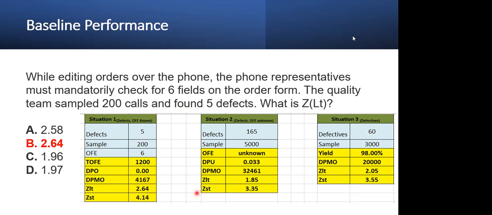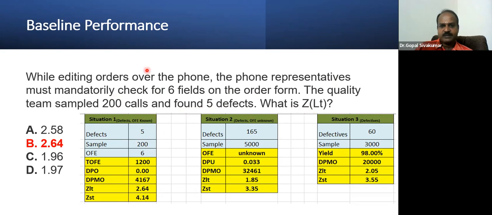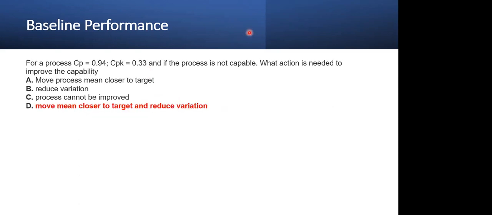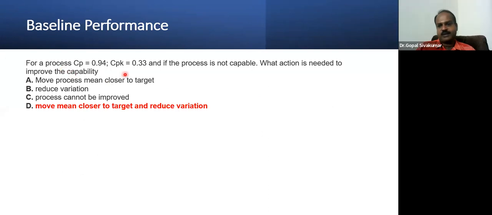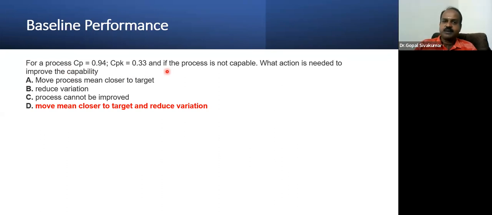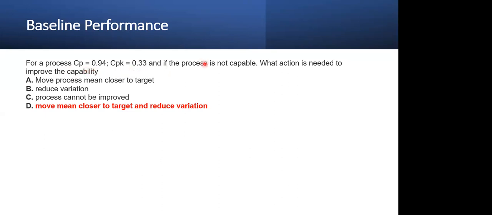2.64. So we are able to conveniently solve the problem. And now, for a process with CP equal to 0.94, CPK equal to 0.33, clearly the process is not capable. When do we say the process is capable? If CPK is more than 1.66, or 1.67. 66 or 67, both are accepted. And now it is not capable.